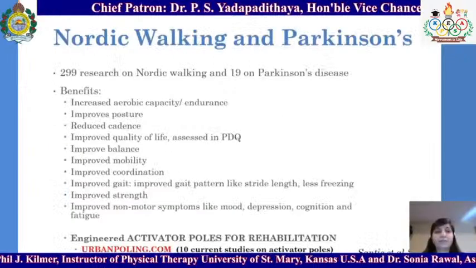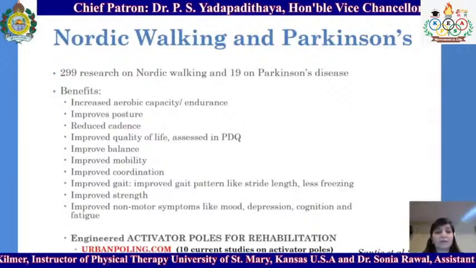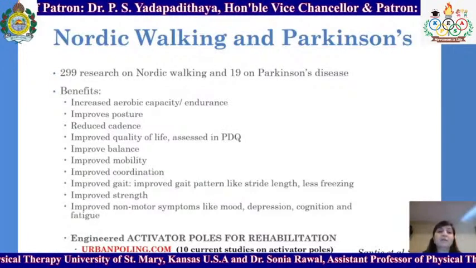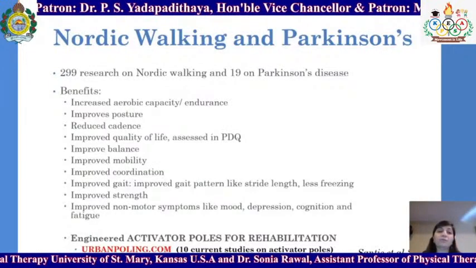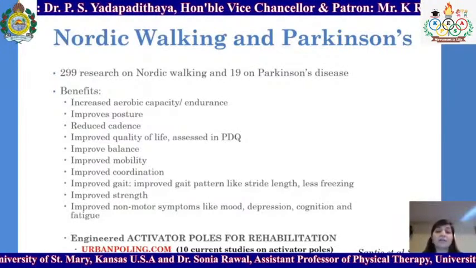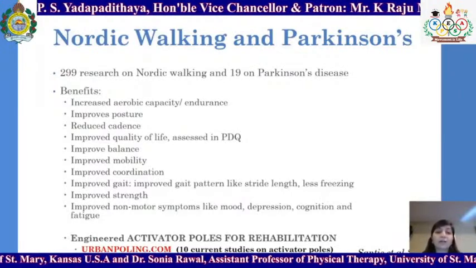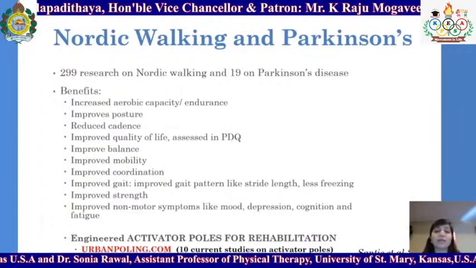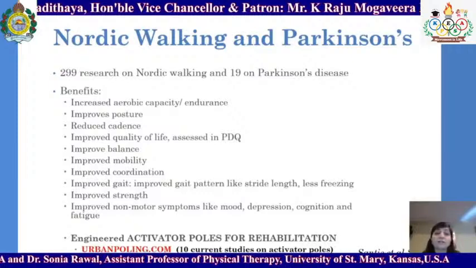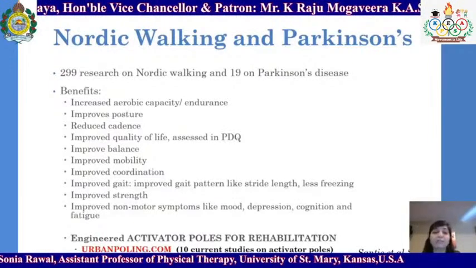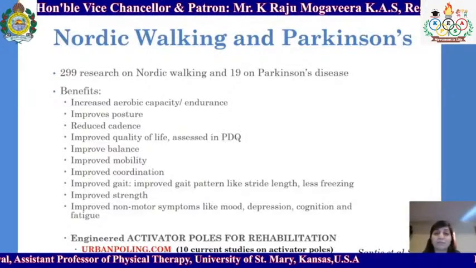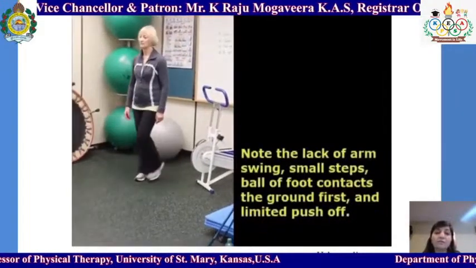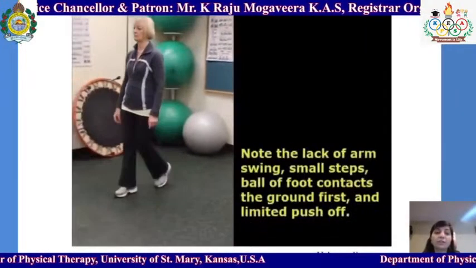Different studies have been done on pole walking or Nordic walking and Parkinson's disease. On Parkinson's disease, it has been researched really well. It has been shown to improve aerobic capacity, posture, and cadence. Cadence is the number of steps per minute. It also improves quality of life in Parkinson's disease patients, and has shown to improve balance, mobility, coordination, gait, strength, as well as other symptoms, like mood, depression, cognition, and it helps with fatigue. You can see here on this slide how walking with the poles helps with posture and arm swinging for Parkinson's patients.